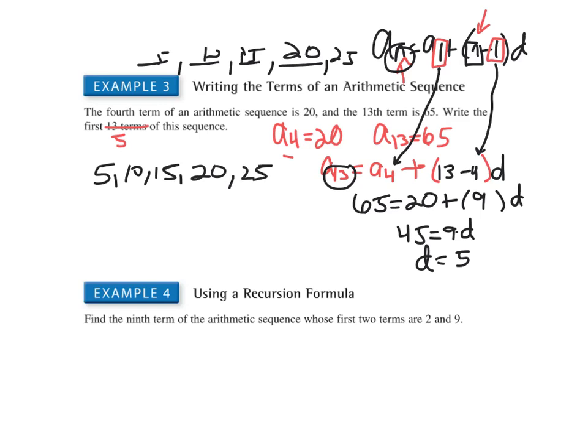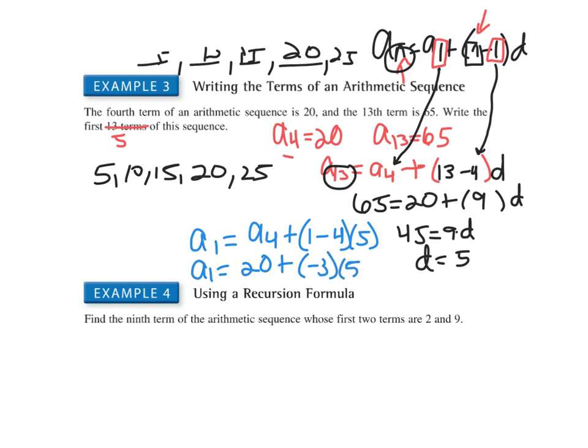25. Or if you're a person who likes to use formulas, now you have your difference, and then you could solve for your first term if you wanted to. So you could just plug this all back in and say, now I'm looking for my first term. I still only know my fourth term. So I could do 1 minus 4 times, now I know d. So then I could do a1 equals a4, which is 20, plus negative 3 times 5, which is negative 15, so that gives you 5 for your first term. And then you can just use your difference to keep going. So it's up to you.